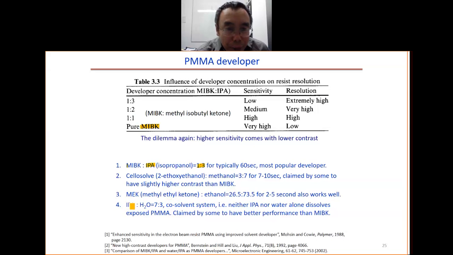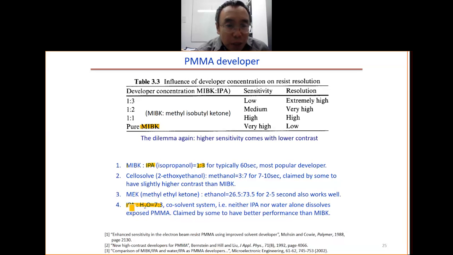The last one is isopropanol and water at the 7:3 dilution ratio. This is a co-solvent system. That means IPA will not dissolve exposed PMMA, and water will also not dissolve the exposed PMMA. But when you put them together, the exposed PMMA gets dissolved. This one people use much more popularly, and this one people use sometimes.